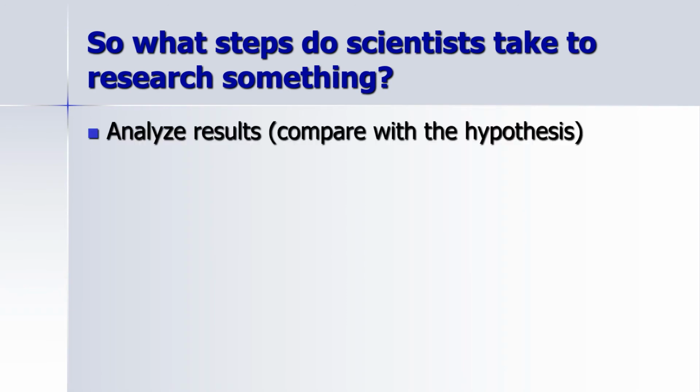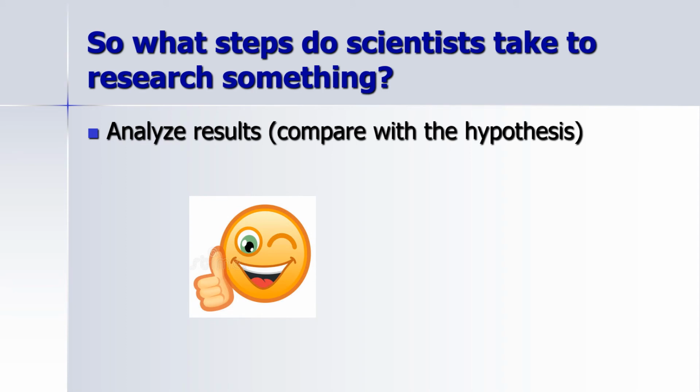And then once we have those results, we analyze them. What does that mean? Analyzing the results means we compare our results with the hypothesis, and we see there are two things that can happen. First, our hypothesis can be correct, proved true. So we'll be like, yay, we were right. And the second thing that can happen is that our hypothesis was wrong.